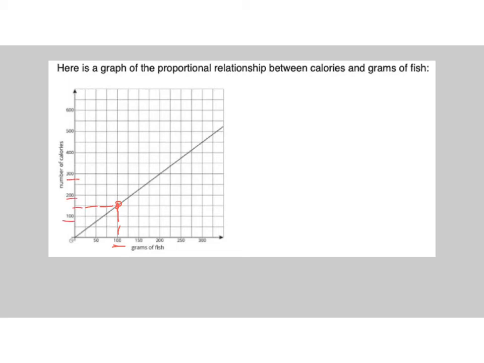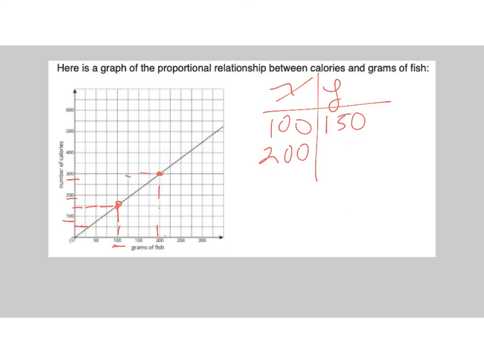Mindful of what our units are here. These are not going by ones. Each line there is 50. So it's Y and X. Our Y is 150 and our X is 100. Okay. Let's track this up to another pretty point. Here's one right here. It's 200. X is 200. And my Y is 300.